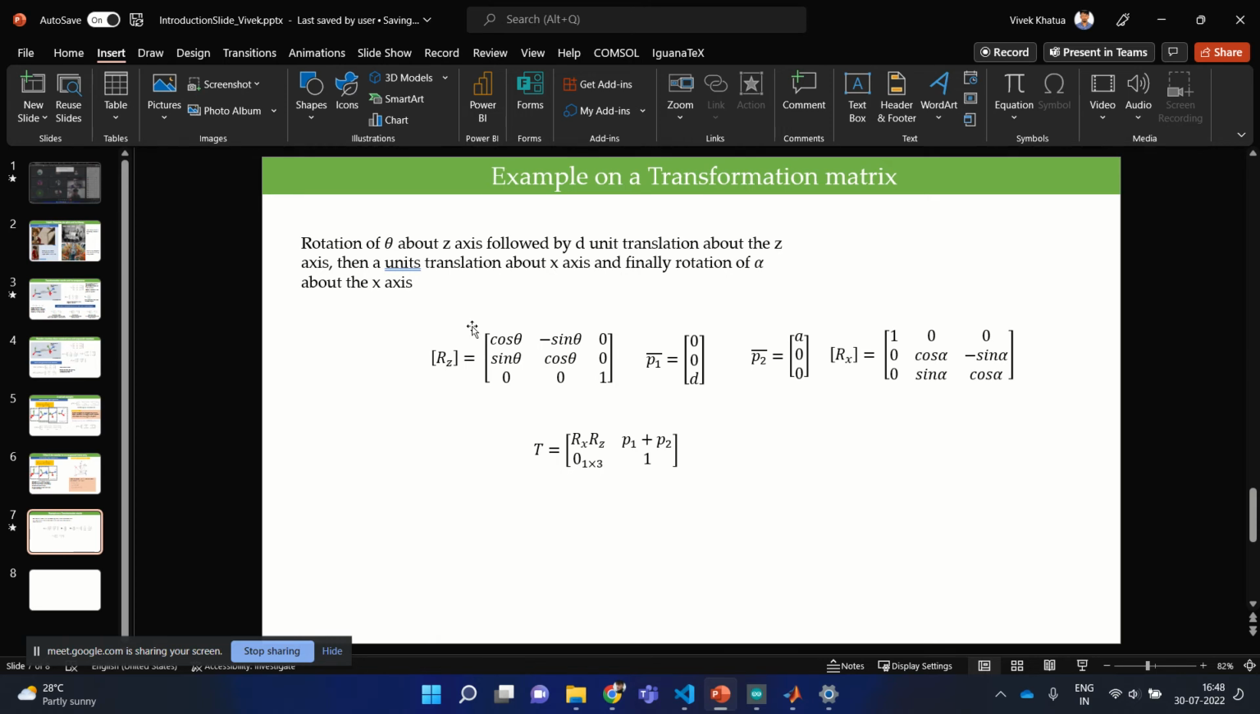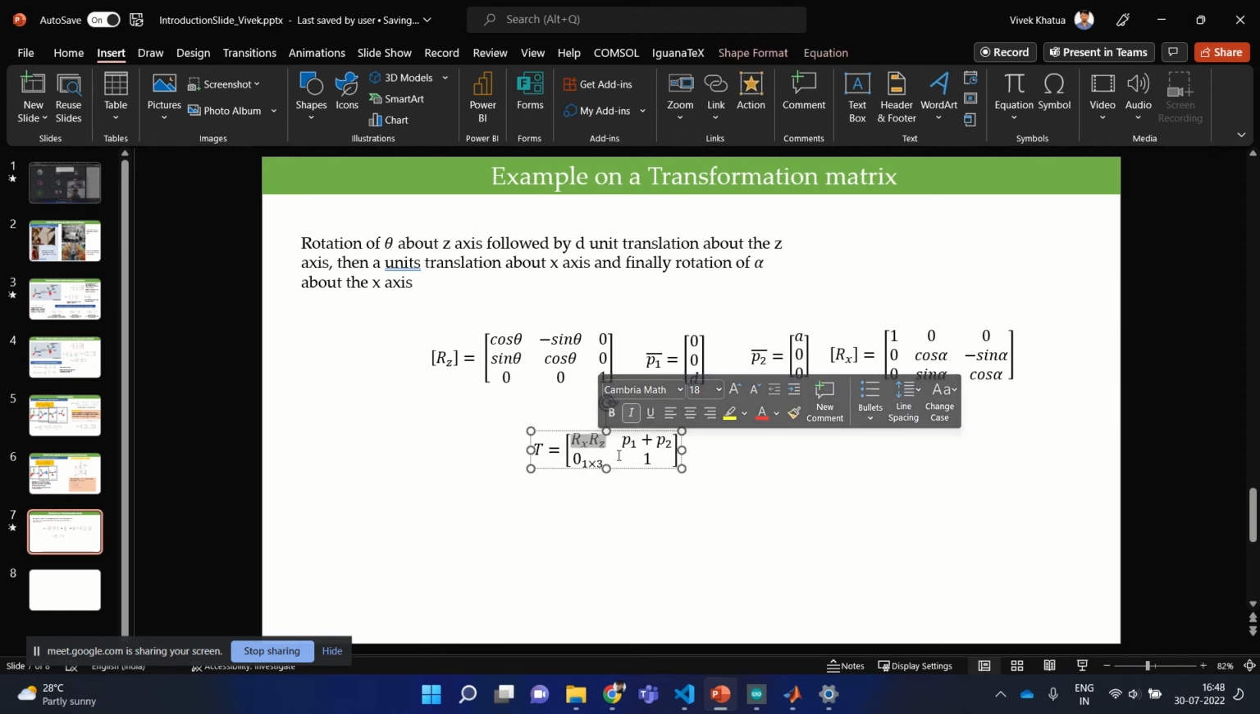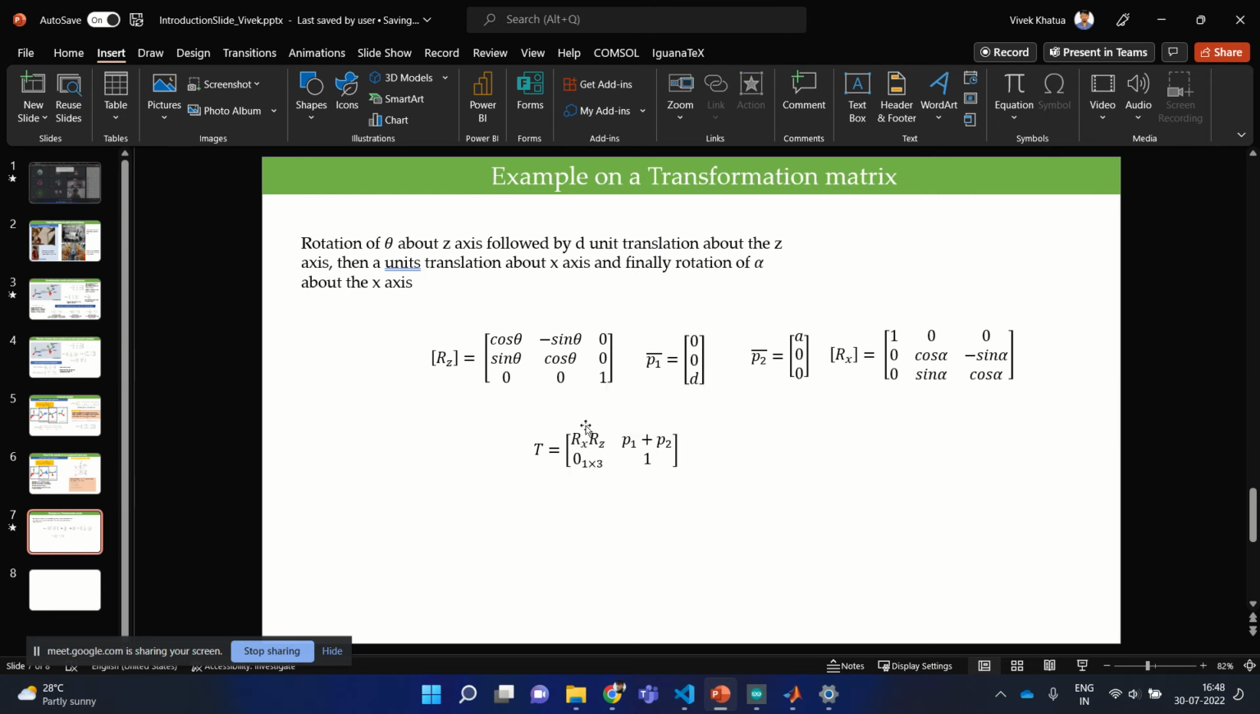And this is how the DH parameter or DH algorithm works: we will have a compound rotation, or a composite rotation, first about the z axis, then about the transformed x axis, that is this one.